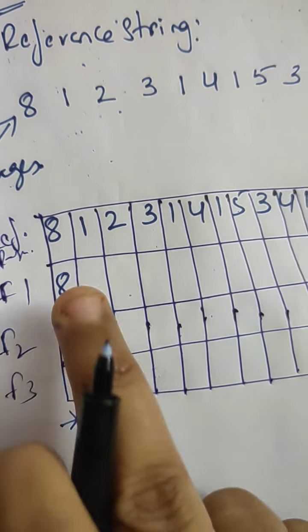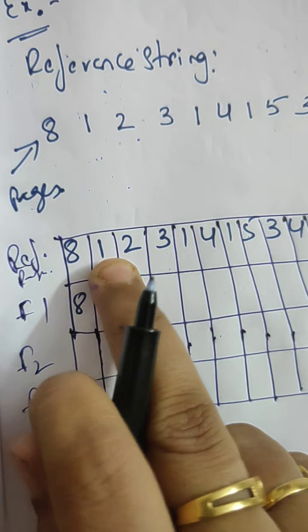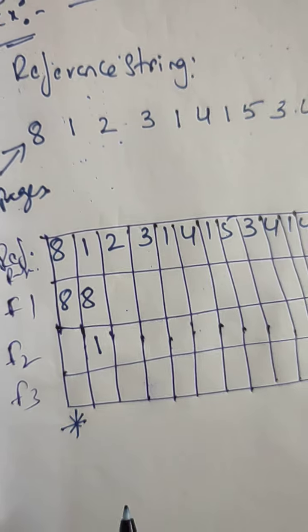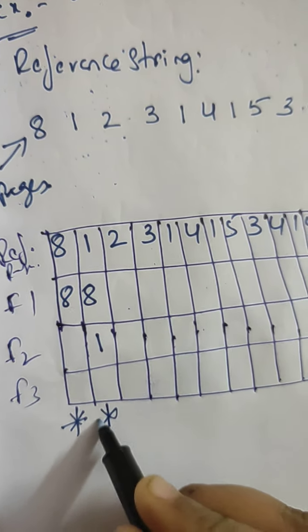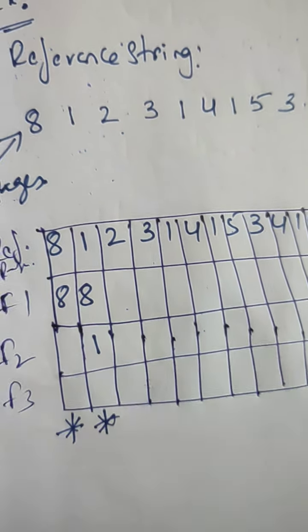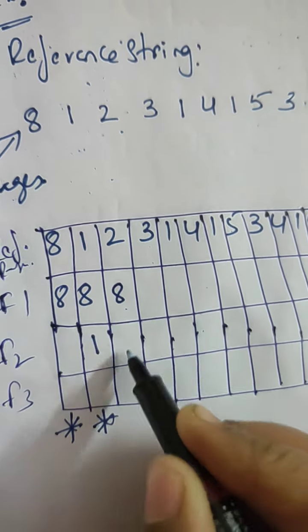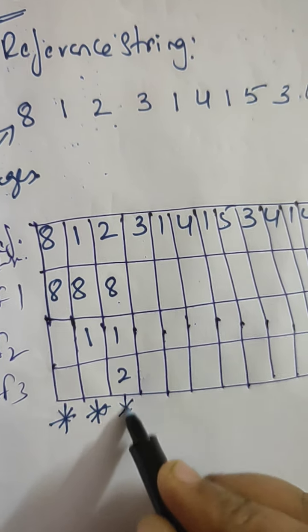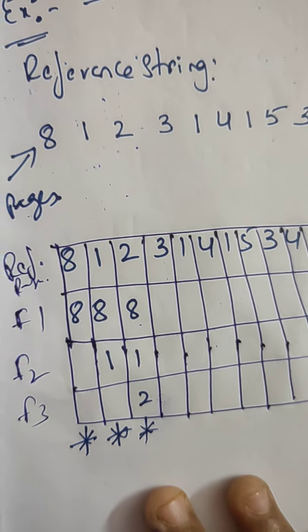As usual, the next page is 1. 8 stays, and 1 is stored in another frame, and this also occurs as a page fault, because 1 does not exist in the main memory. Next, as usual, 8 1 2 will be there. Here also a page fault occurs because 2 does not exist.